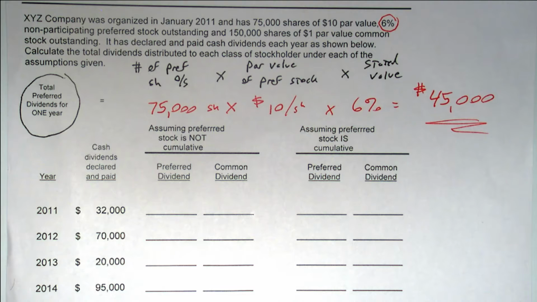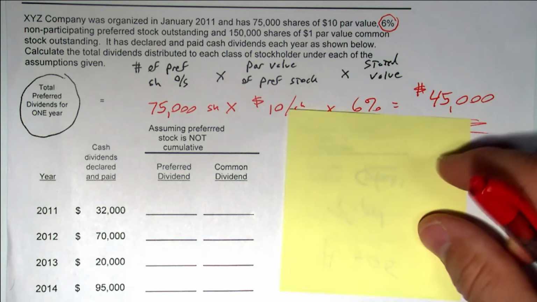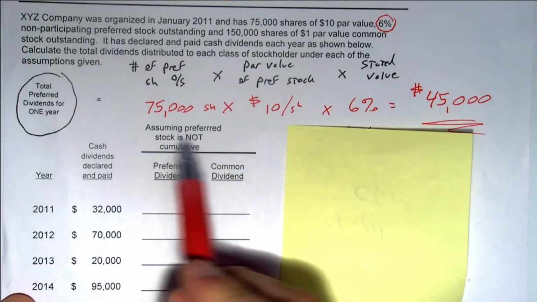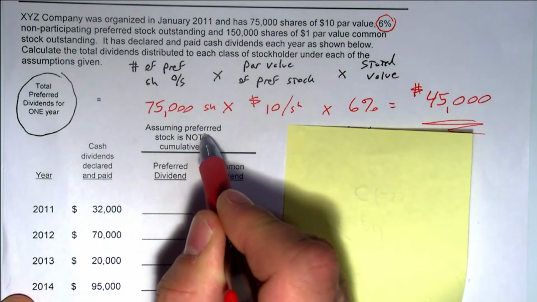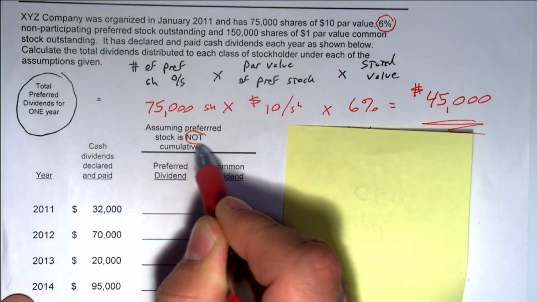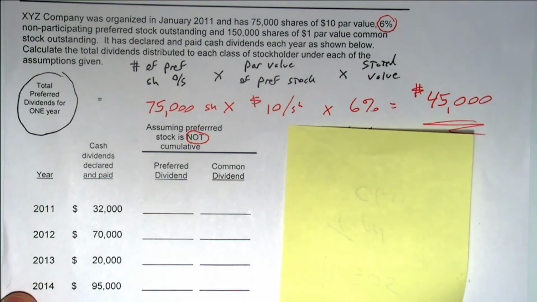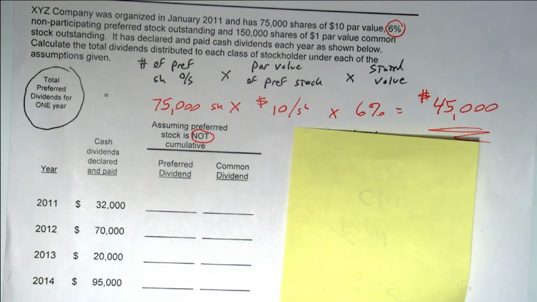All right, well, let's do this. Don't even worry about the other side for now. Let's say the preferred stock is not cumulative. That means if we don't pay in previous years, we don't have to catch up those previous years with preferred, do we? Now we have to pay the current year before we pay the common. Remember? Preferred stock is not cumulative.